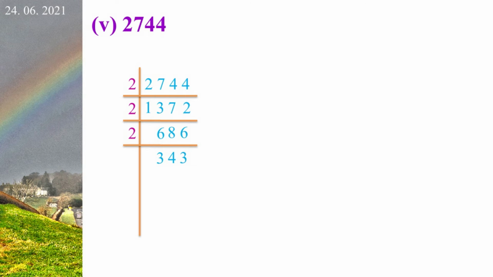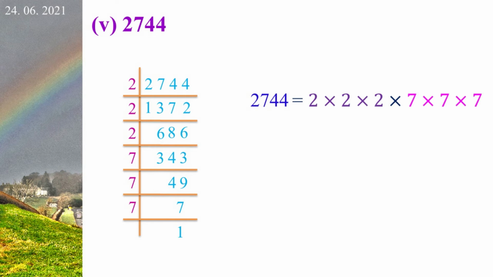See the number. 343 is not divisible by 2. So we can take 7. 4 7s are 28. Balance 6. Next digit 3. 63. 9 7s are 63. We know 7 7s are 49. Again we take a 7. 1 7 is 7. Now we have to write the factors of 2744 is equal to 2 into 2 into 2 into 7 into 7 into 7.